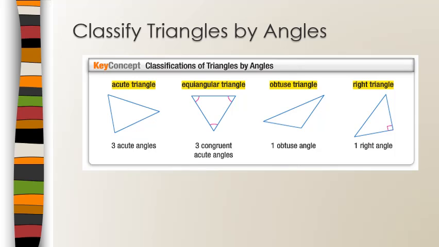All right, we're now in chapter 4, congruent triangles, and we start off in section 4.1 about classifying triangles. We can classify triangles by their angles or by their sides. We're going to first look at their angles.